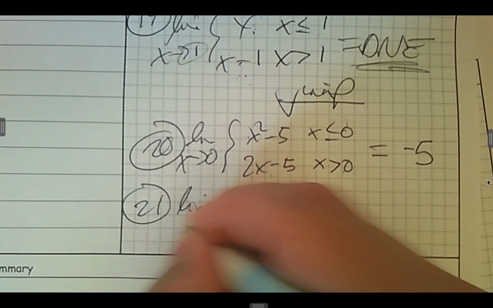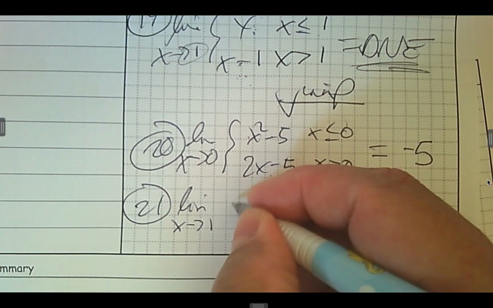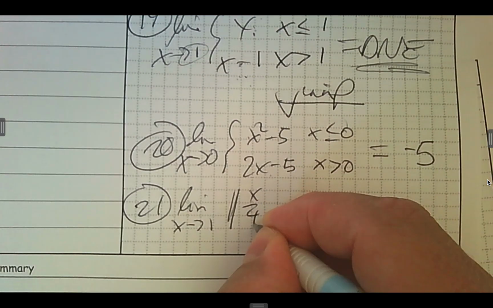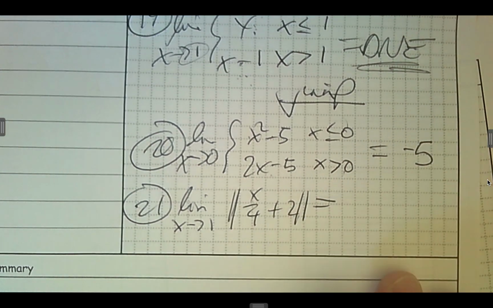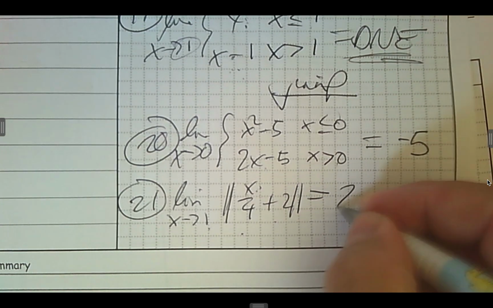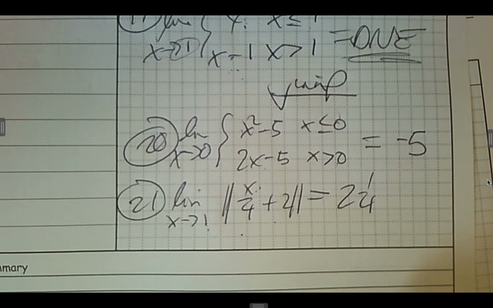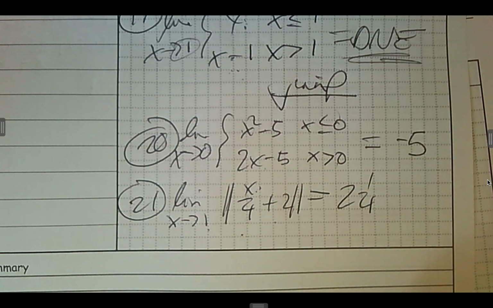21. Oh, my favorite, the step functions. The limit as x approaches 1 of the greatest integer of x divided by 4, plus 2. Now the good news is step 1 is plug it in. When you plug it in, you get 1/4 plus 2. Well, 2 1/4 is not an integer. It only doesn't exist from a jump when the answer is an integer. 2 1/4 is not an integer.